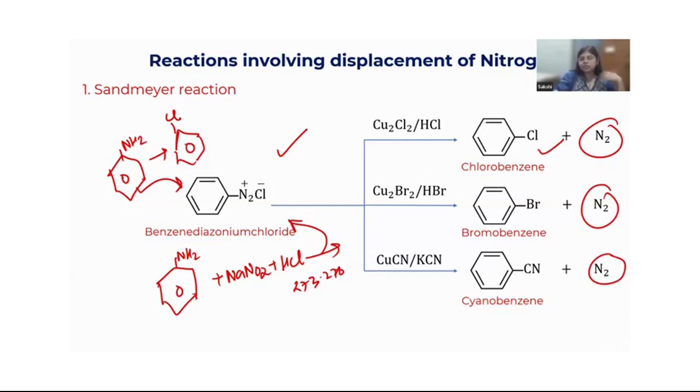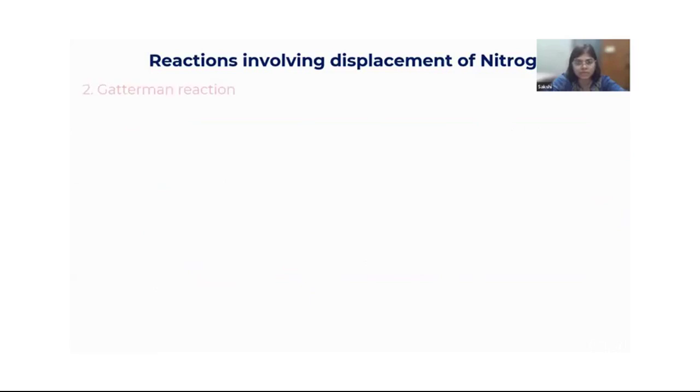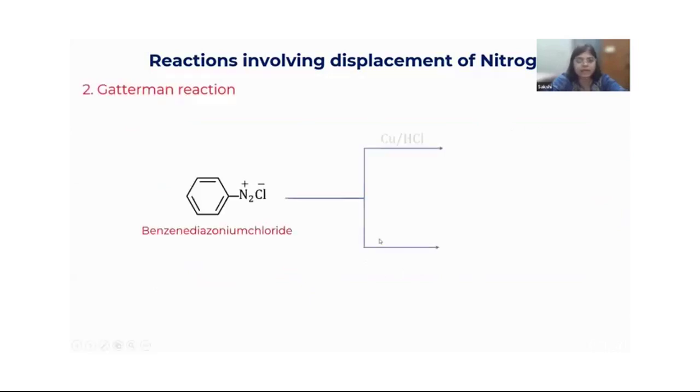If you add Cu2Br2 in the presence of HBr, you get bromobenzene. If you add CuCN in the presence of KCN to the benzene diazonium chloride, you get cyanobenzene. Now, these reactions are very important and they are asked in the conversions. Okay, so this method is not used to prepare iodobenzene and fluorobenzene, okay? Keep that in mind.